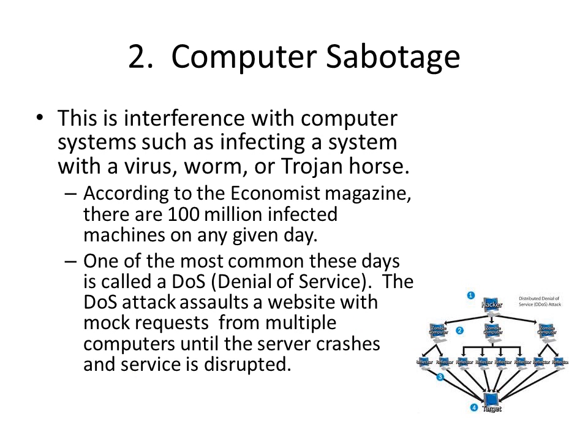Then we have computer sabotage. This is interference with computer systems, such as infecting a system with a virus, a worm, or a Trojan horse. According to Economist magazine, there are 100 million infected machines on any given day. And that's not to say that every time you get a worm or a Trojan horse in your computer system that it's going to try and destroy it.